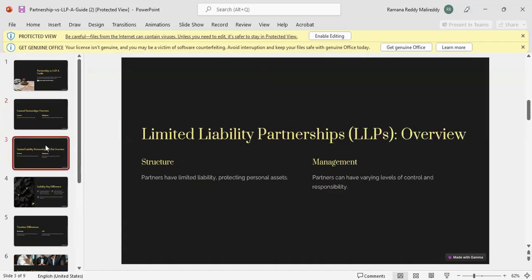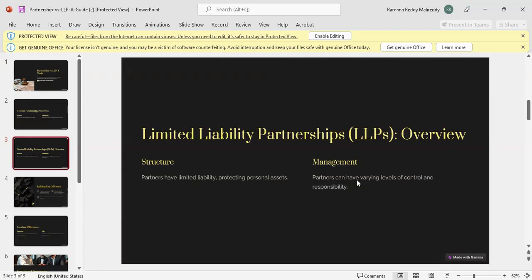And the limited liability, the overview, the structure of LLP: partners have limited liability. The name itself shows the liability is limited, so protecting personal assets of the partners. So, the liability is to the extent of their investment, to the extent of their shareholding in the LLP.